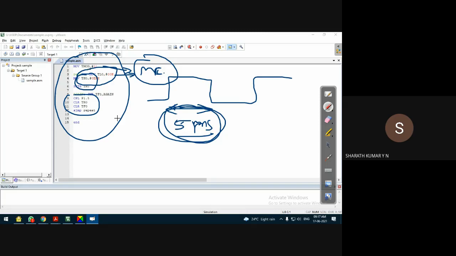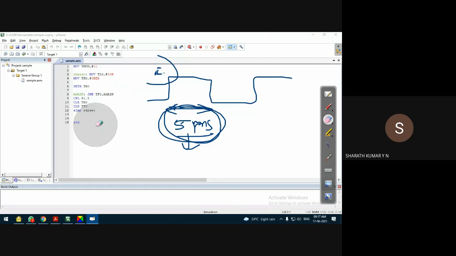What I'm trying to say is very simple. Let us say, to generate a 5 millisecond delay, what is the initial value loaded to the timer, guys? EE00H. The initial value loaded to the timer is EE00H to generate approximately a 5 millisecond delay.